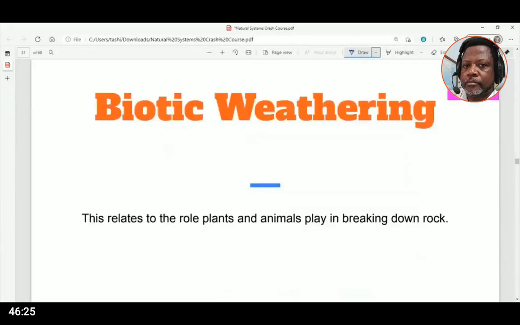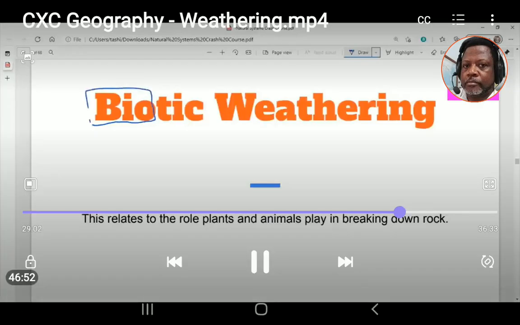Next one is biotic weathering. So what's the prefix here again? You notice how I'm bringing up lots of prefixes? Those are little things that can help you remember things in the exam. Sometimes you go in the exam and you get a little flustered and feel like you don't remember anything at all. These little things give you prompts. So what's the prefix in biotic? Bio. Very good. What does bio mean?